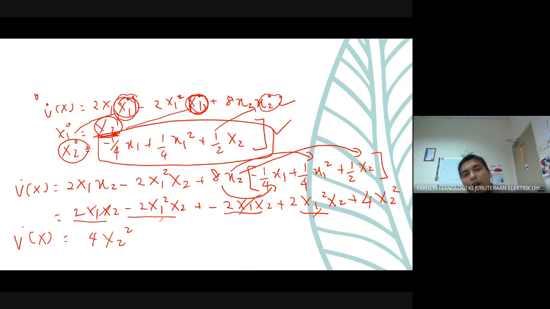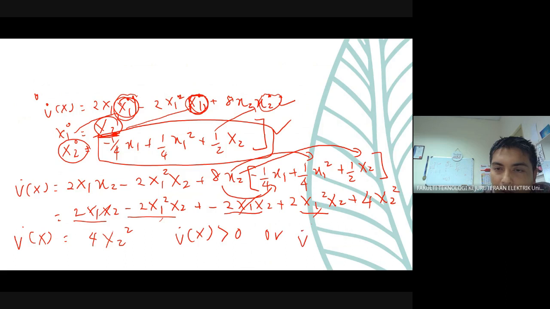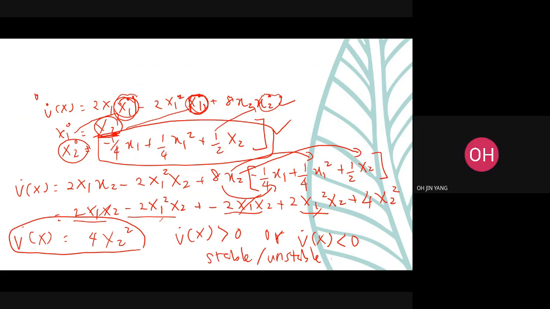Okay, so now I want to ask your opinion. Is v dot x greater than 0 or v dot x less than 0? Is the system stable or unstable? What do you think based on this equation? What do you think? Unstable. Unstable.